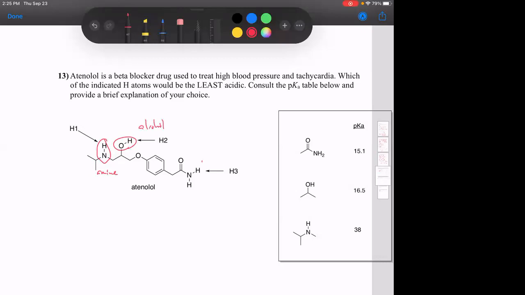And then I have this NH here that's in an amide. So this table over here is handy because what it tells me is that the pKa for an amide is about 15.1, for an alcohol 16.5, and an amine 38. So of those 3 groups, which one is the least acidic? And that would be the amine. All right. So the amine is going to be the least acidic, or the H1 is going to be the least acidic.